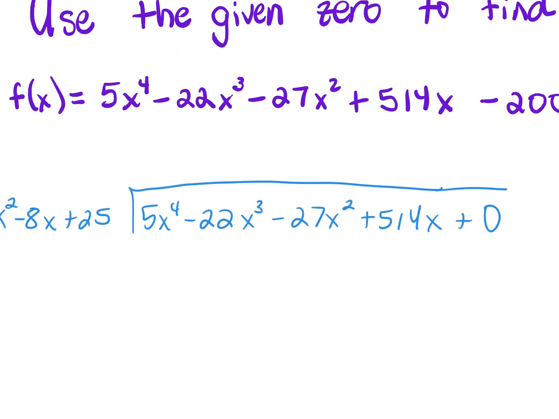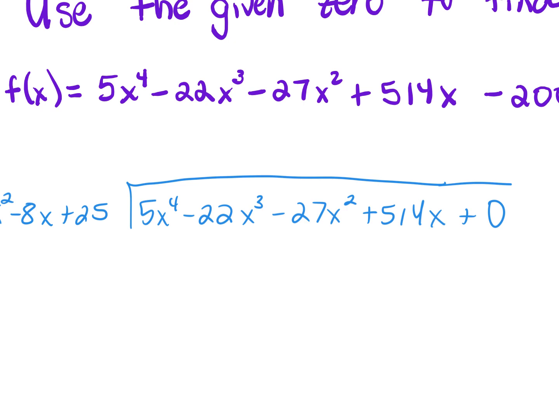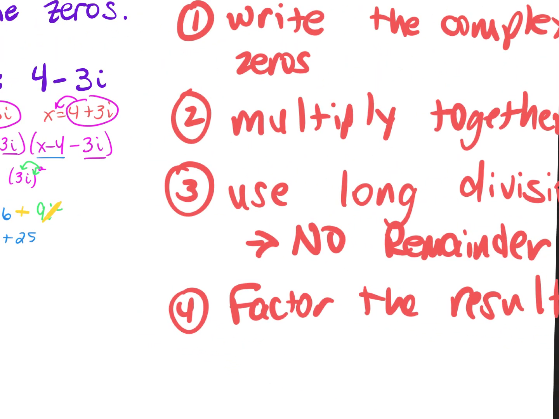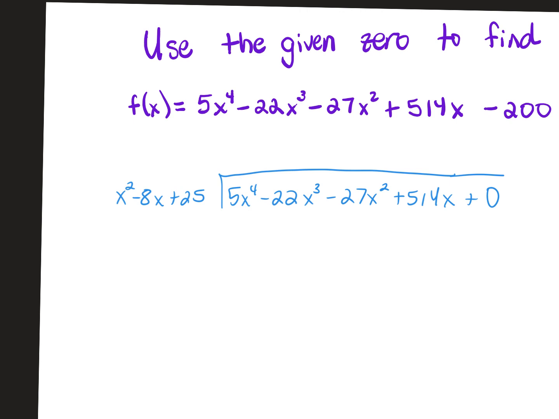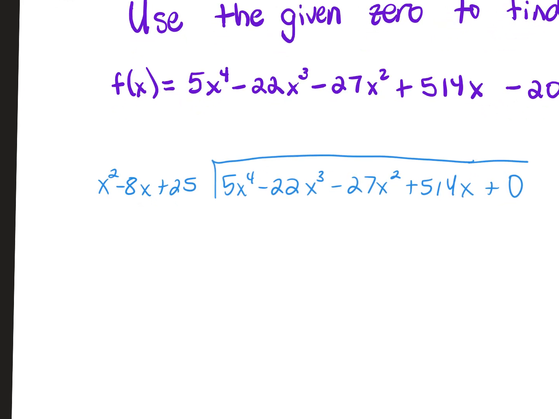Now, what did I tell you about this step in long division? When you use long division, you should get what? What did I write right here? No remainder. So if you go through this process and you come out with a remainder, you need to erase it and start over because you did something wrong. Check your signs and stuff.